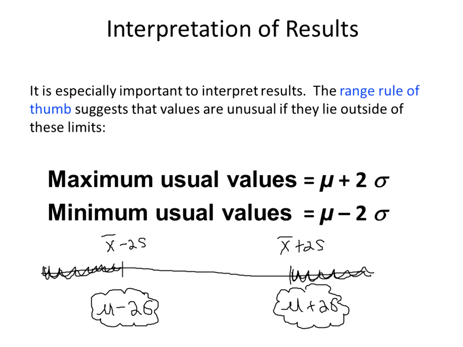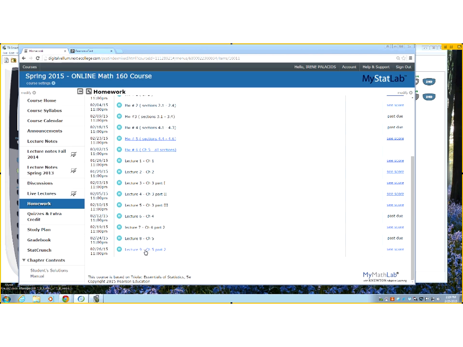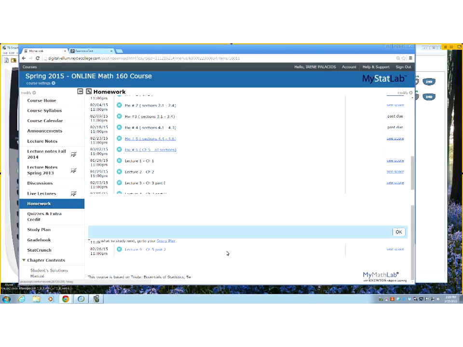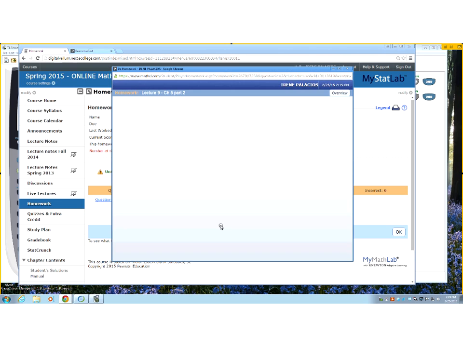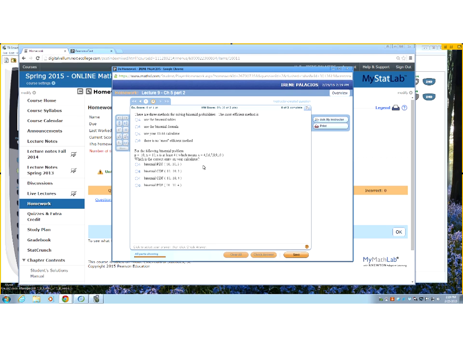I just found a mistake on the questions that I asked for you to complete. So I'm just going to go ahead and do that problem instead of changing it, because if I change it, that might create more problems. So if you go to homework and look at lecture number 9, and click on it, it's question number 2. Let's do this question together. It's this last one.